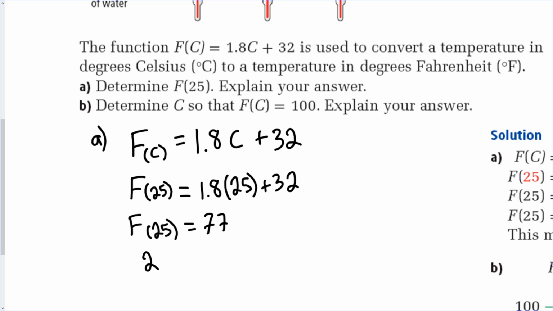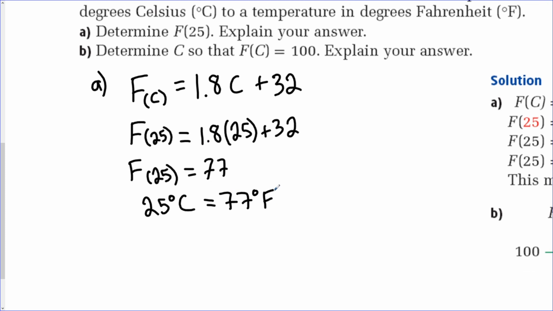It means 25 degrees Celsius is equal to 77 degrees Fahrenheit. That's what our function has told us. For each value of c, so for each degree Celsius, there's only one possible f. So yes, this is a function.